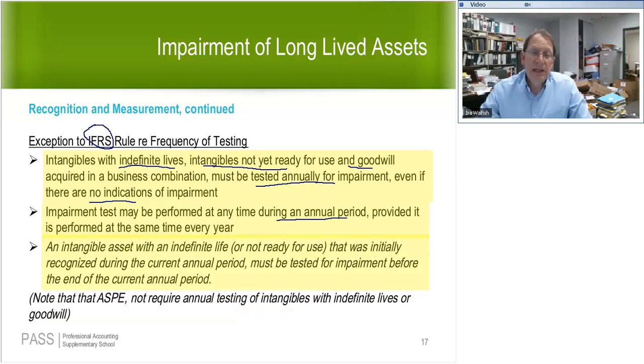What happens if I have an asset that I purchased during the year? I bought it September 1st. Okay? It's an intangible asset with an indefinite life. Fine. I've got to test it once a year. Let's pretend my year end is December 31. I bought the asset September 1st. Do I have to test it before December 31? On an ongoing basis, I want to test it February 1st. I bought it in September. Do I have to test it before December 31, or can I wait and do it February 1st? That's going to be the time I'm going to do it every year.